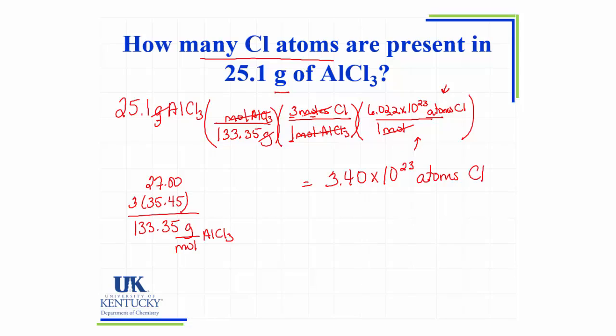So even though we had multiple steps in the problem, the thing that kept me moving was looking at the units. I converted to moles from grams. Then I used my mole ratio between the moles of the compound and the moles of the chlorine atoms in that compound. And then I used Avogadro's number, atoms per mole, to find the number of atoms of chlorine.